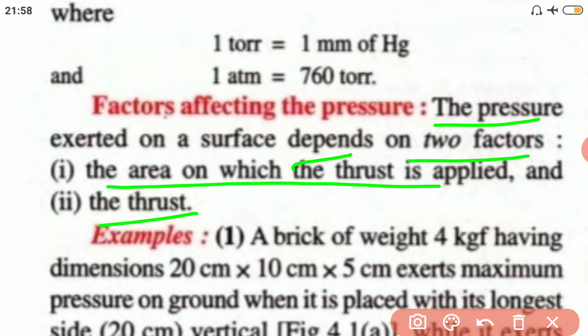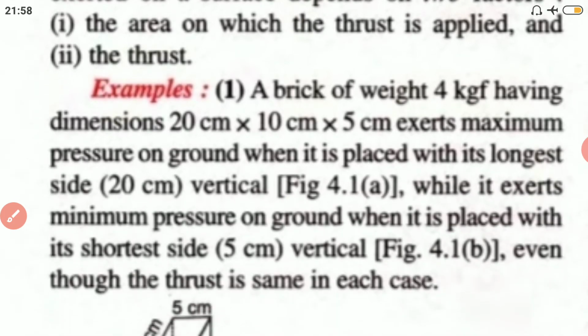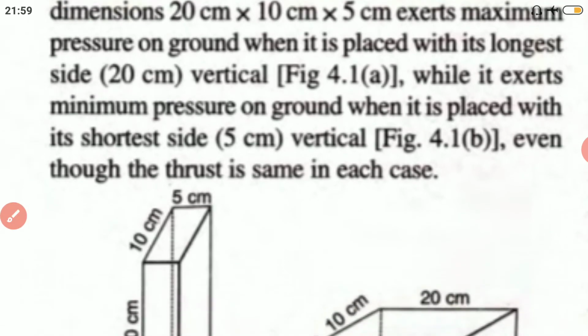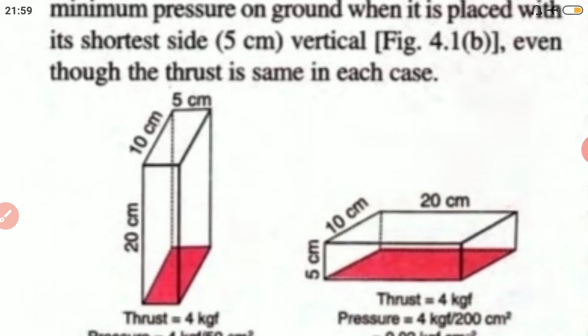Let us take one example given in your book. Example: a brick of weight 4 kgf, having dimensions 20 cm, 10 cm and 5 cm, exerts maximum pressure on the ground when it is placed with its longest side, that is 20 cm, vertical. That means if I keep 20 cm vertical, its area will be less, while it exerts a minimum pressure on the ground when it is placed with the shortest side, 5 cm, vertical. Here 5 cm vertical, minimum pressure; 20 cm vertical, maximum pressure. Let us see how.